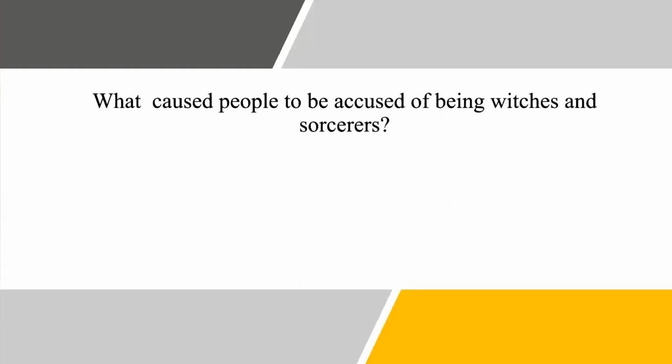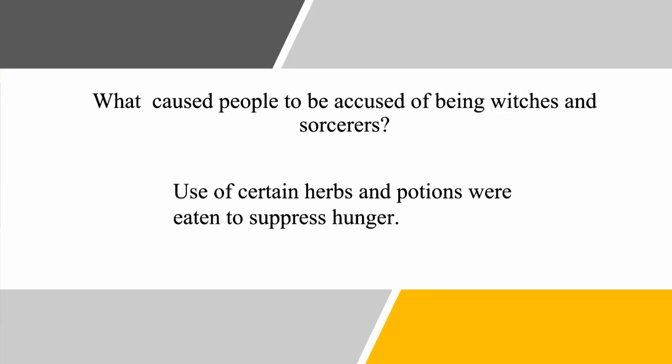What caused people to be accused of being witches and sorcerers? The people were so desperate that they would use whatever they could for food. One town passed out instructions on how to use the pulp from a tree branch to make bread. According to some findings, there is a connection between the use of certain herbs and potions that were taken to suppress hunger during the times of famine. Some of these had side effects that caused hallucinations. Because they could see and hear things that others couldn't, they were accused of being witches and sorcerers.